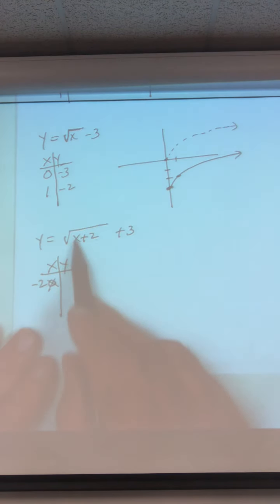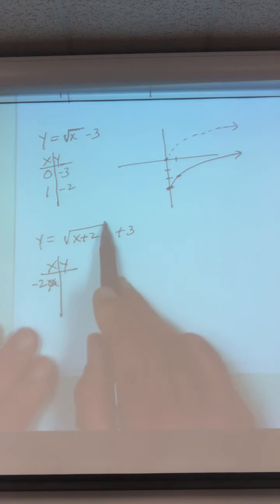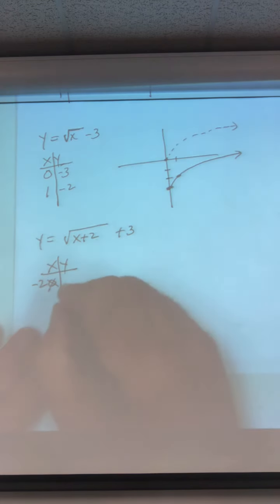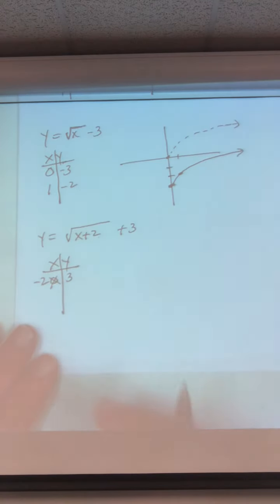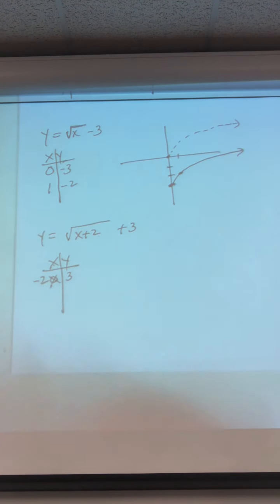All right, so let's plug in x, negative 2. Plug in negative 2. What's negative 2 plus 2? 0. What's the square root of 0? 0. But what is 0 plus 3? It's 3. Now, you have to go to the right of negative 2. You can't go to the left.